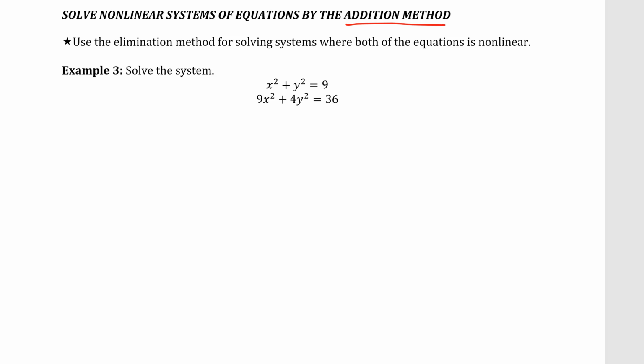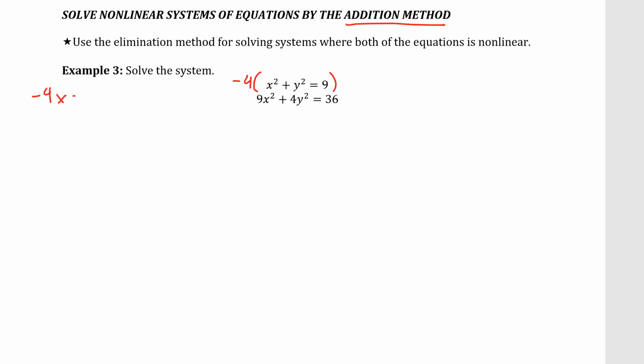So notice that I have x squared plus y squared equals 9, and 9x squared plus 4y squared equals 36. Everything is squared, so I definitely want to use the addition method. I want to eliminate either my x or my y. Doesn't matter which one I eliminate. Let's eliminate the y values. So in order to eliminate the y's, I've got to multiply this first equation by a negative 4.